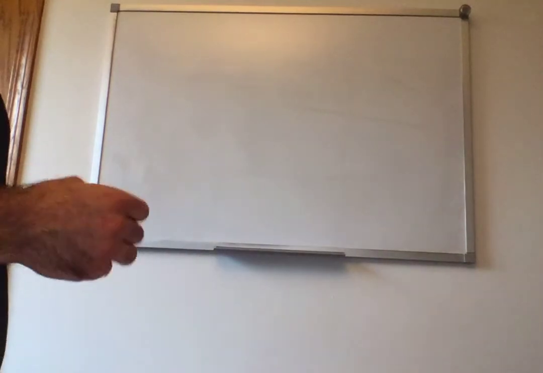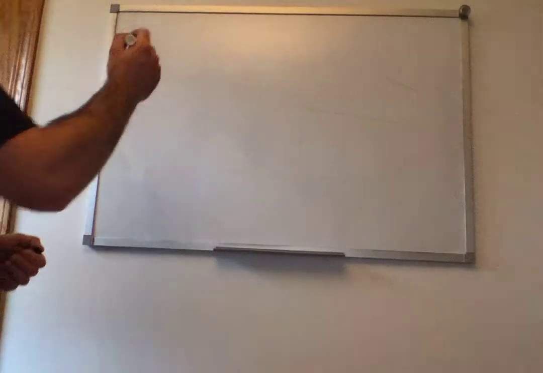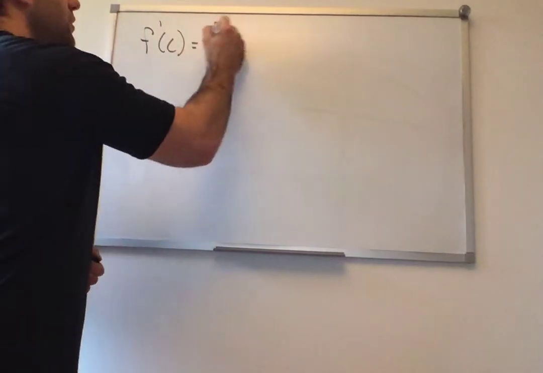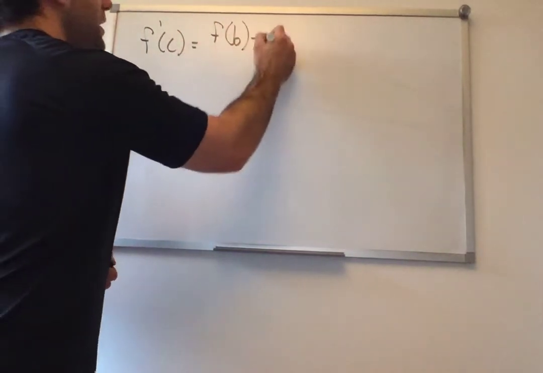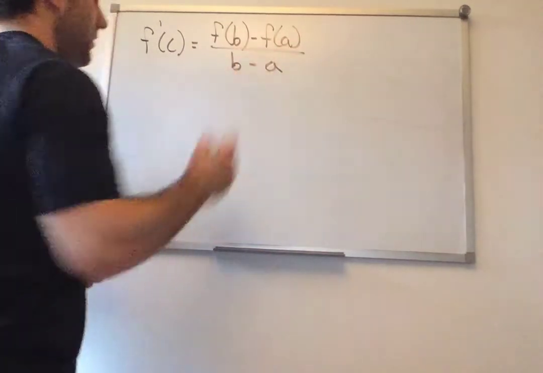But now it says, then there's a number c in (a, b) such that f prime of c is equal to f of b minus f of a divided by b minus a.